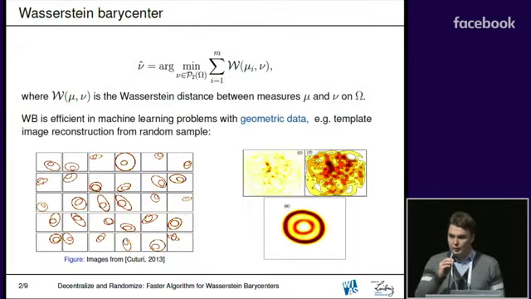So the Wasserstein barycenter is defined as a minimizer of a sum of Wasserstein distances. And one of the application examples is analysis of data with geometrical structure, for example, images. I like this example from the Cuturi and Doucet paper from 2014, where they showed that if we want to reproduce a template from its random transformations, then the best answer is given by the Wasserstein barycenter.